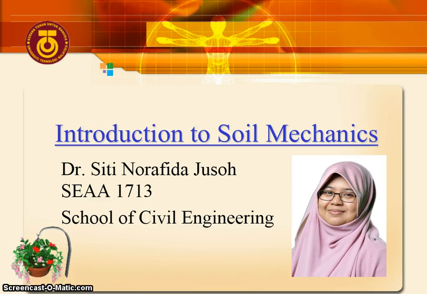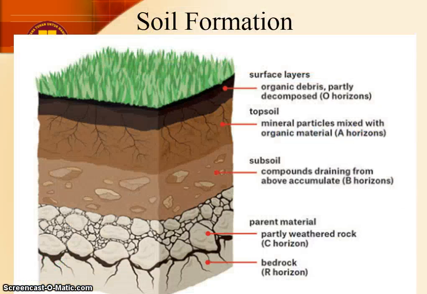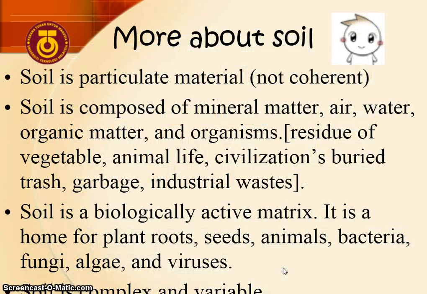Okay, last week we already covered some of the soil mechanics introduction, including geotechnical engineering. I hope you still catch up and remember that soil is an actively biological matrix. So we have an O horizon, A horizon, B parent material, and lastly the fresh rock, or usually we call it bedrock. Okay, so C horizon and also R horizon. As I mentioned last time, soil is a particulate material.